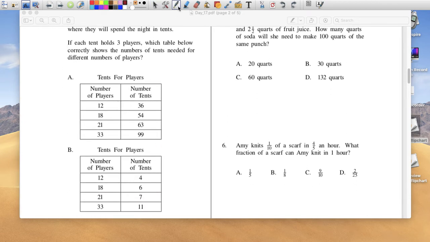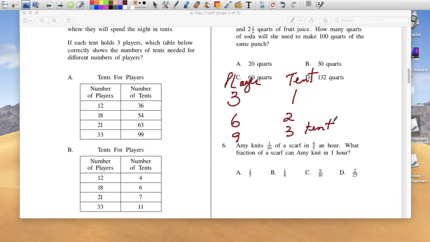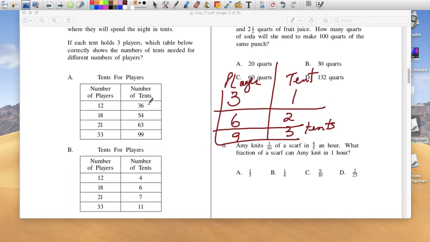I'm going to write 3 players, and I'll create my own table here. 3 players would be 1 tent, right? 6 players would be 2 tents. 9 players would be 3 tents. So you're looking for something that looks like this. Okay, 12 players equals 36 tents? No, it should be divide by 3. So 12 players would need 4 tents.